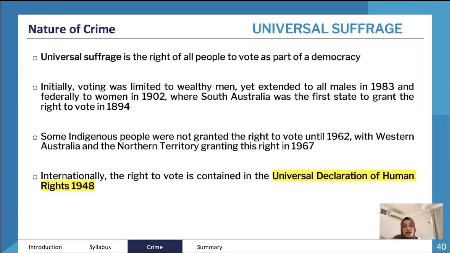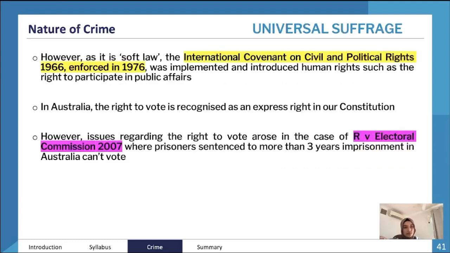So internationally, the right to vote is contained within the UDHR as well, 1948. However, again, we know that this is a soft law, which is a huge area of ineffectiveness in the system. We have these great declarations, but they really don't have much value until they are enacted into legislation of the relevant country because, again, state sovereignty.